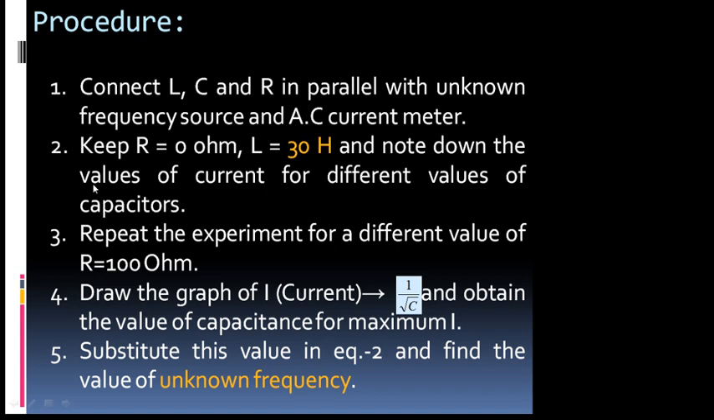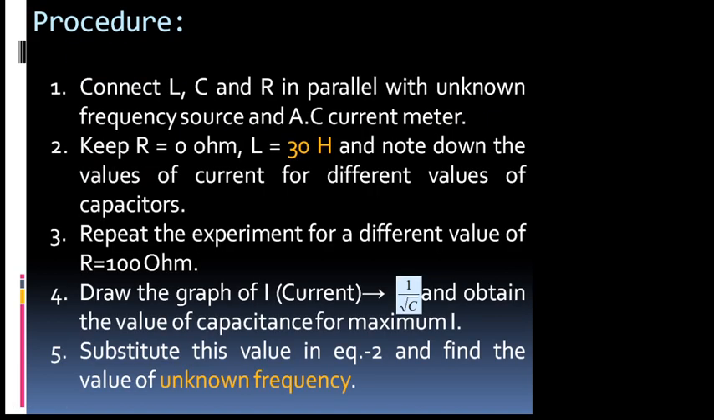Keep R equal to 0 ohm, L equal to 30 Henry, and note down the values of the current for different values of capacitor. That means keep changing the capacitor and note the current from the milliammeter. Very simple experiment. Repeat the experiment for different values of R: in one take R equal to 0 ohm, and in the other take R equal to 100 ohm.